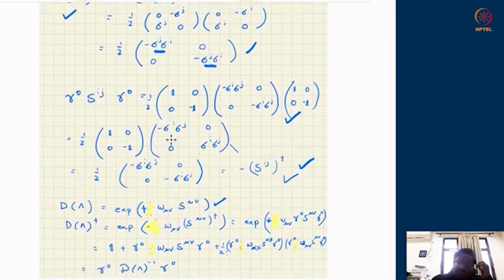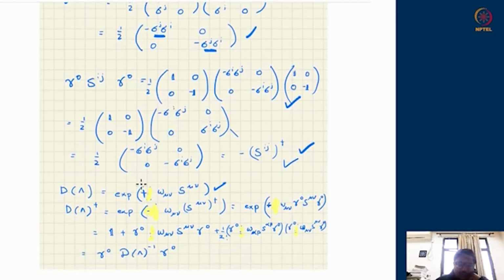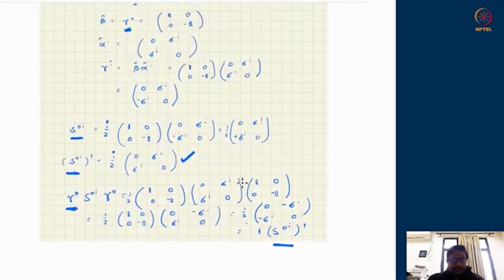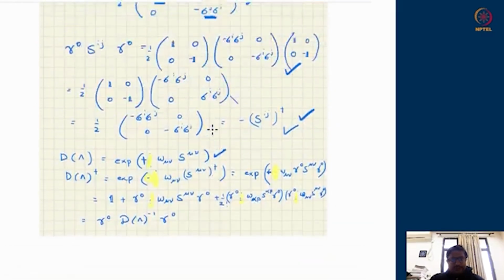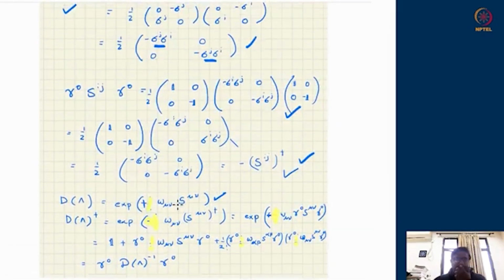Only thing you have to be careful about is, when you insert an iota over here, in order to compensate for that iota's extra insertion, the generator should also accommodate a minus iota somewhere. But since I am going to work with this S mu nu without any iota here, I'm going to use the definition of transformation without iota here as well. Okay. So if this is fine, let us go ahead and see what we get.